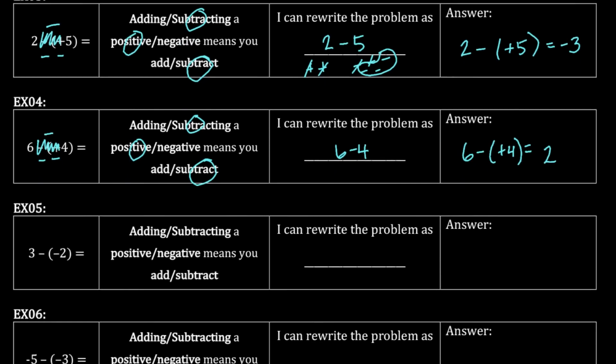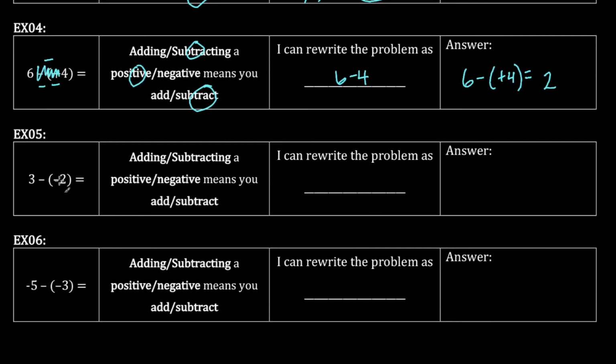Now let's see what happens when they are not different signs. So 3 minus negative 2. We are taking away a negative. You can also think about this as the opposite. What's the opposite of losing 2? When you take away a negative, you're actually adding. So instead of 3 minus negative 2, you can write 3 plus 2. That means 3 minus negative 2 is actually 5.